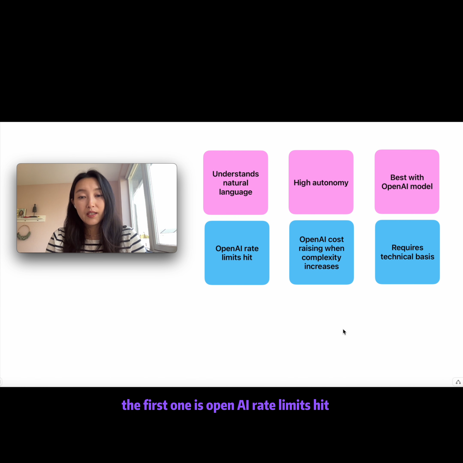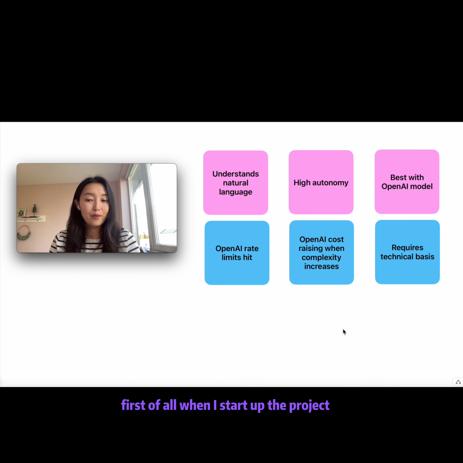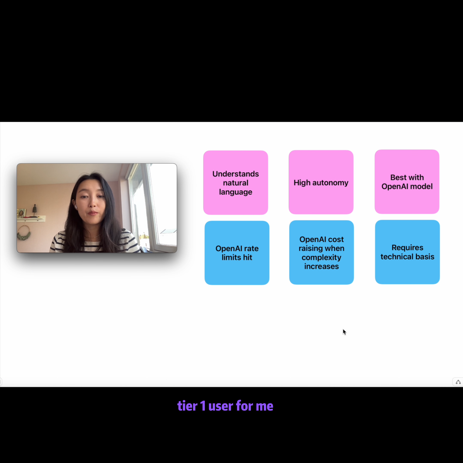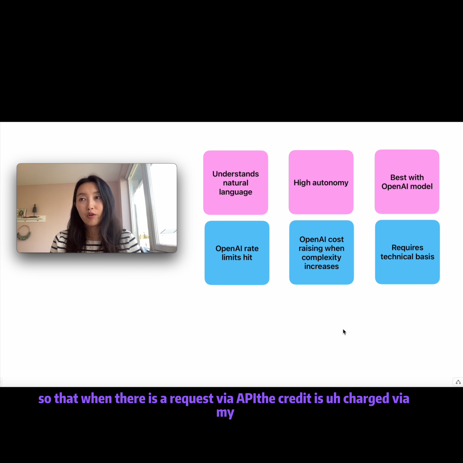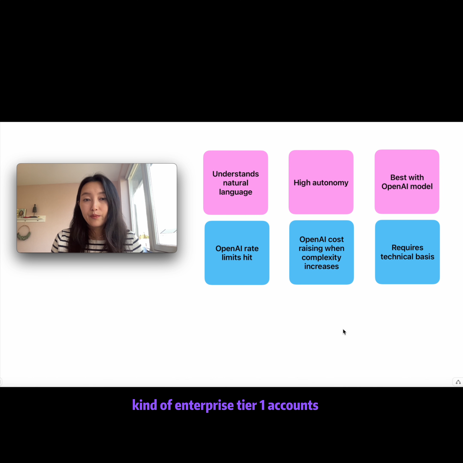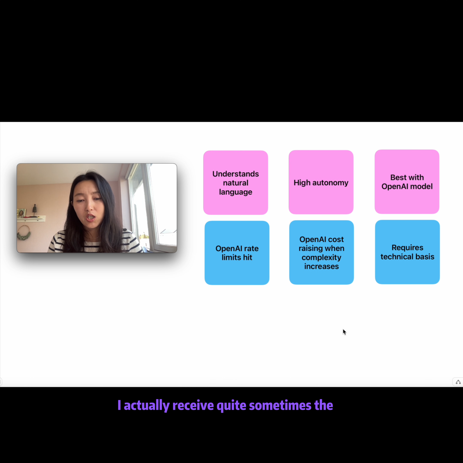So the first one is the OpenAI rate limit being hit. If you are new to OpenAI, when I started up the project, it actually started with my personal subscription. But soon enough, OpenAI switched me to the enterprise tier 1 user, so that when there is a request via the API, the credit is charged via my enterprise tier 1 account. I actually quite often receive the limit being hit, so that I need to wait for, for instance, 10 seconds to retry.